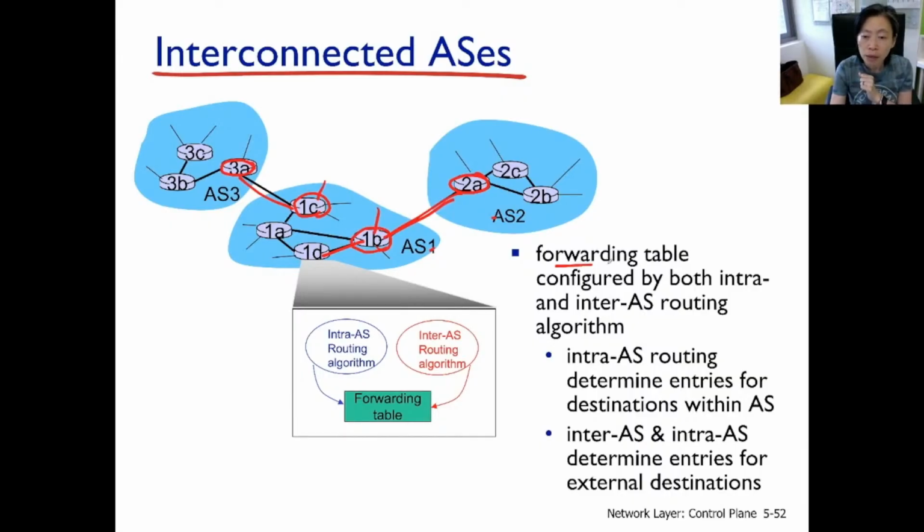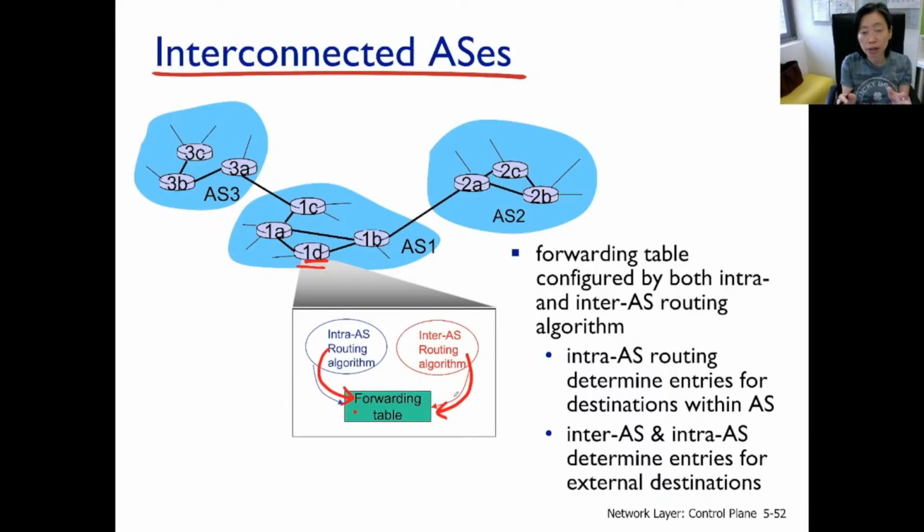Now, the focus of this slide is to talk about how the forwarding table would look when we have 2 levels of routing running on the internet. Let me show you an example here. 1D is one of the routers existing on the internet. The forwarding table is not going to be contributed only by the intra-AS routing algorithm. It would also be contributed by the inter-AS routing algorithm.